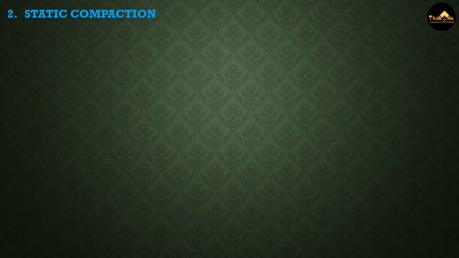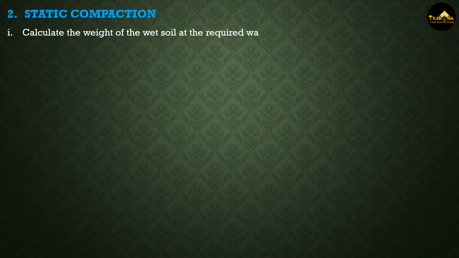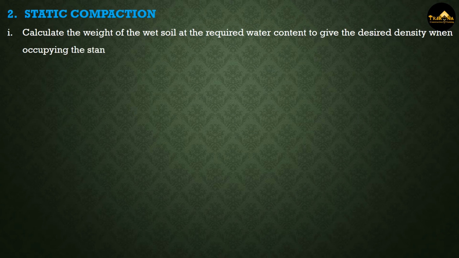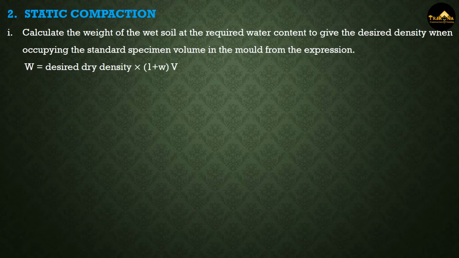Static compaction. Calculate the weight of the wet soil at the required water content to give the desired density when occupying the standard specimen volume in the mold from the expression W equals desired dry density into (1 plus w) into V.